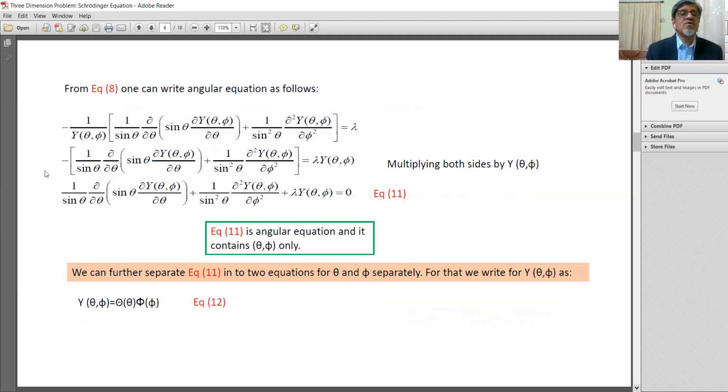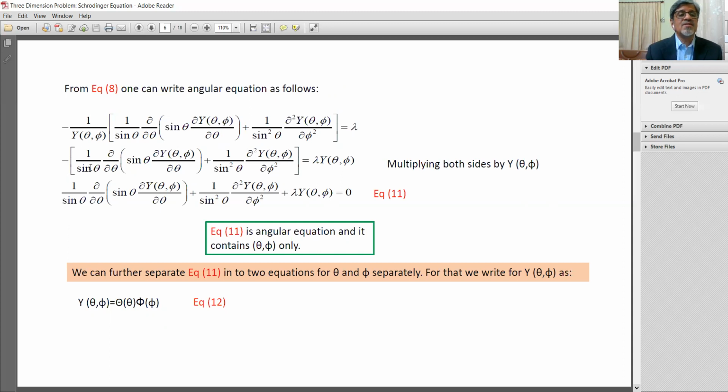Now concentrating on the angular part. So from equation number 8, one can write the angular equation as follows. It is the angular part, again equated to lambda, and we multiply both the sides by Y(θ,φ). So here Y(θ,φ) is in the denominator, and when you multiply by Y(θ,φ), it will cancel out.